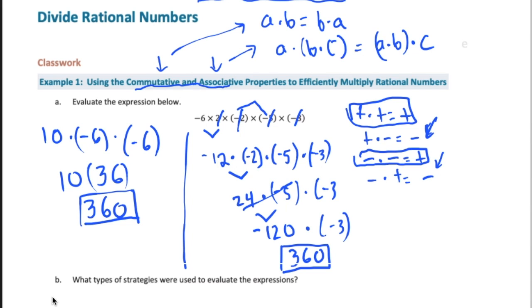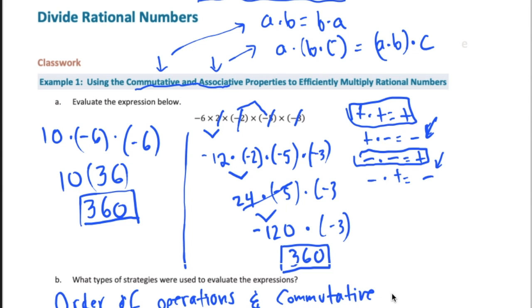Well, the first one I used is called order of operations. I think that everybody should use that. And I also used the commutative property of multiplication. As you can see, I got the same answer.